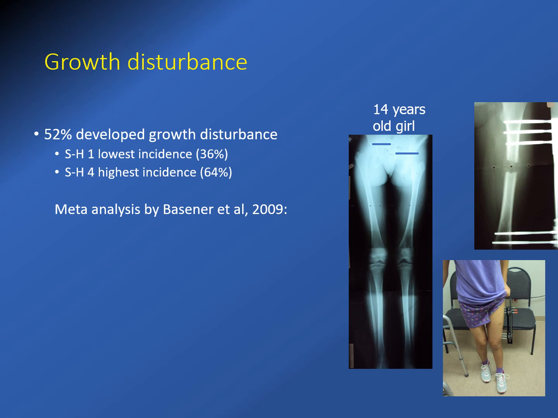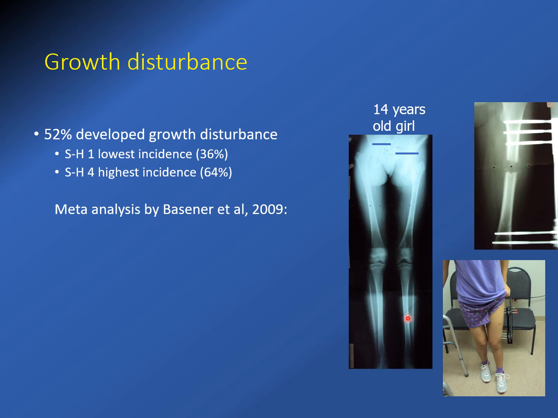The one which has the highest incidence of growth disturbance is the Salter-Harris type 4, which is the partial articular type. And the one which has the lowest incidence is the Salter-Harris type 1. Generally, 50% of the physeal distal femur fractures will have some sort of growth disturbance.